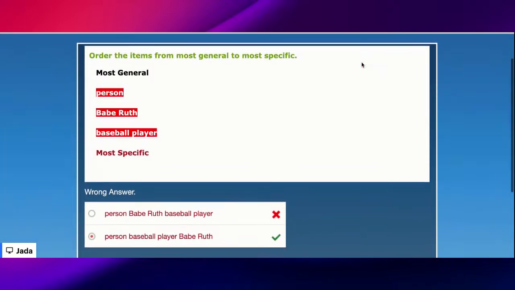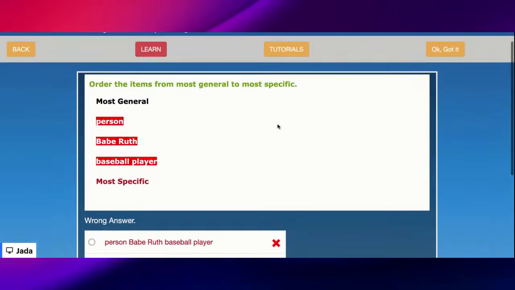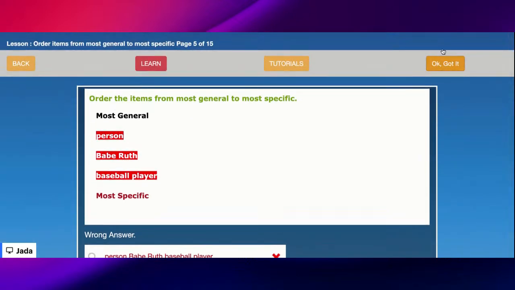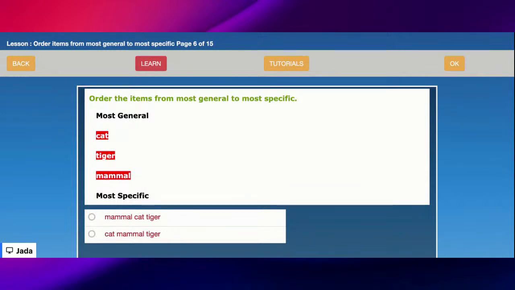Okay, so now look at this. One is wrong because you need to have a person first and then specify the baseball player. If you have the baseball player, then you can have the name of the baseball player. You cannot have a person, then have Ruth, then have the baseball player next. Okay, so the name of the baseball player comes after.